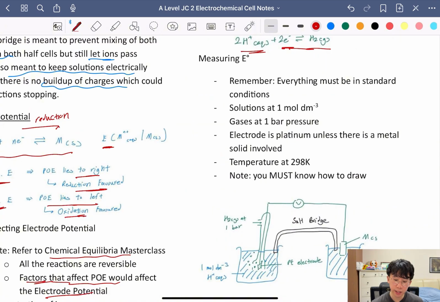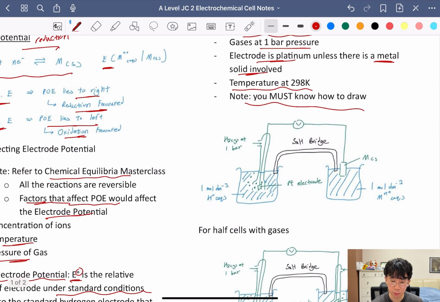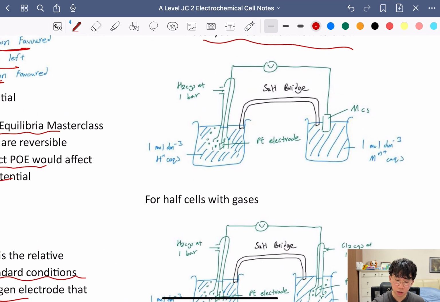So again, for measuring E naught, remember that all the standard conditions must apply. So your solutions must be at 1 mol per dm cubed, your gases must be at 1 bar pressure. Your electrode must be this platinum unless you use the metal solid, a metal electrode like copper. And your temperature must be at 298 K, and you must know how to draw the whole thing. So this is a typical example of how you draw it. For example, if I'm trying to know the reaction of this M metal over here, I have to set it up in that way.